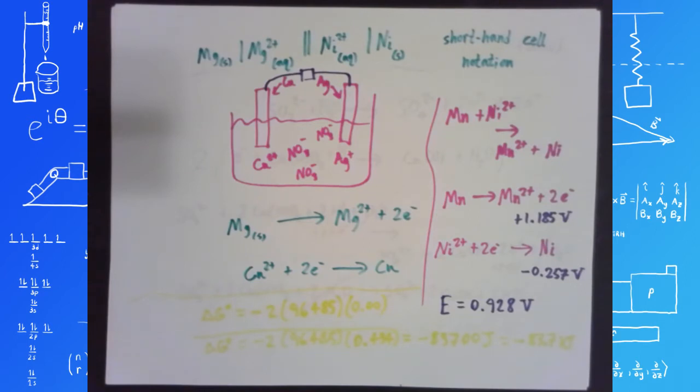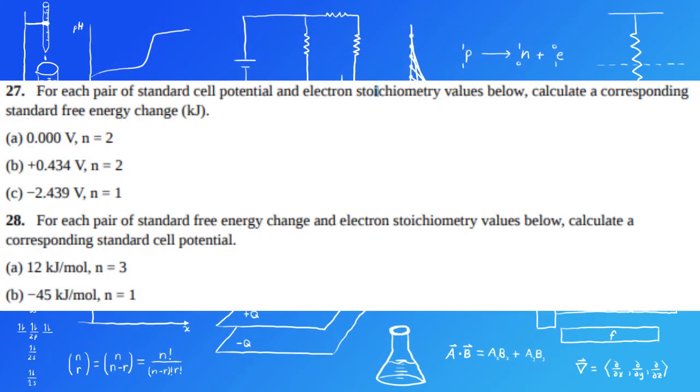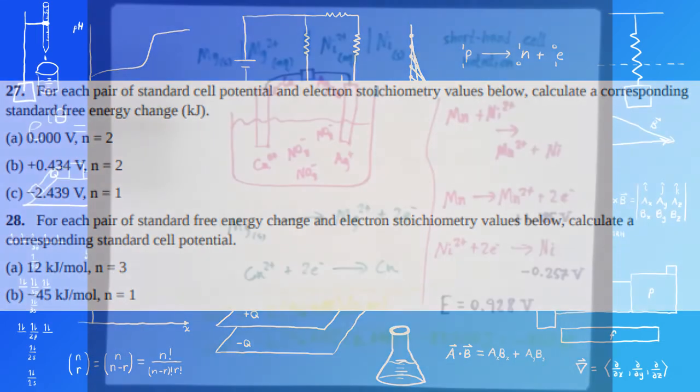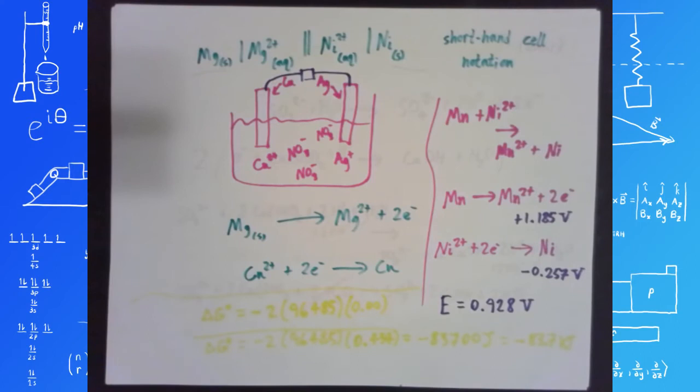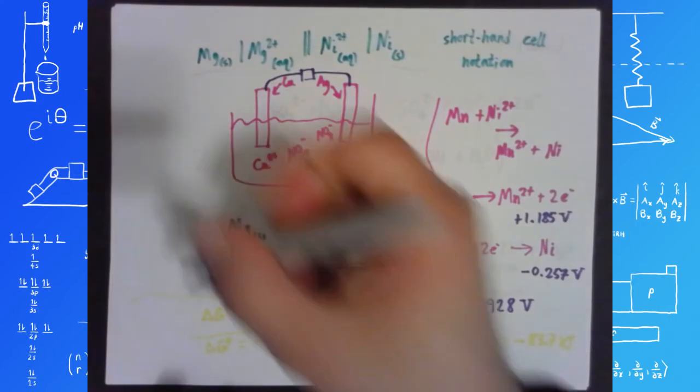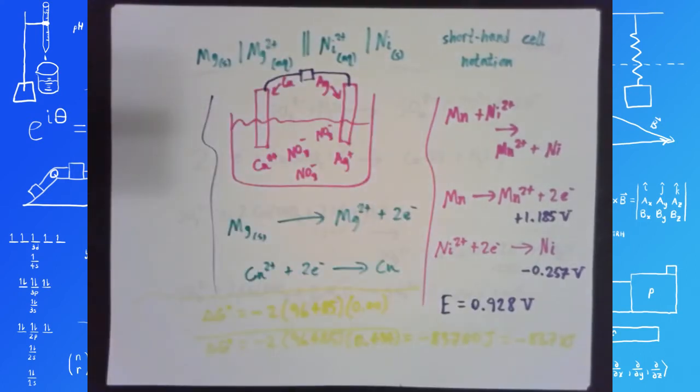Okay, and part C is virtually the same, so I think we're done there. 28 is the reverse. They give you the free energy and they want you to calculate the cell potential. Do I really need to go through it? Okay, we'll just do one of them. 12 kilojoules per mole with N equals 3. Let's do it up here.